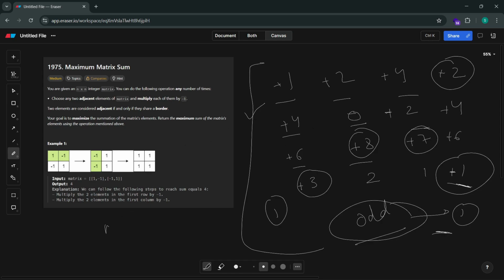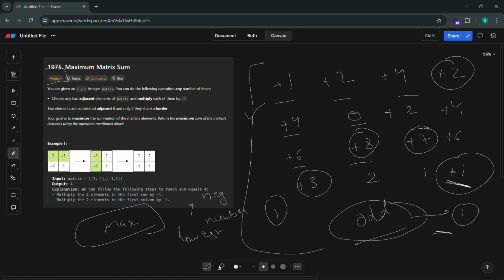And for maximizing the sum, what will be the scenario? I will keep the lowest number to be negative. If I have to make some number negative, I will be taking the lowest number to be negative. I hope the question is clear to you all. This is the basic logic, a very simple approach.